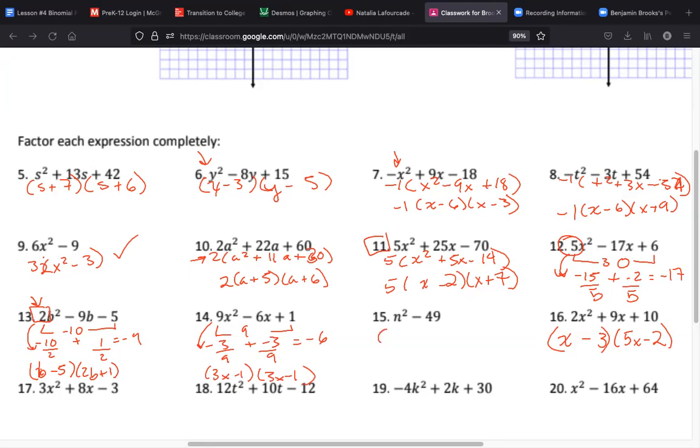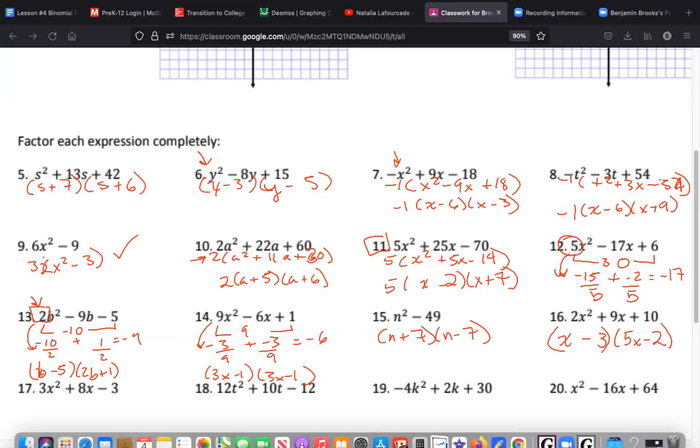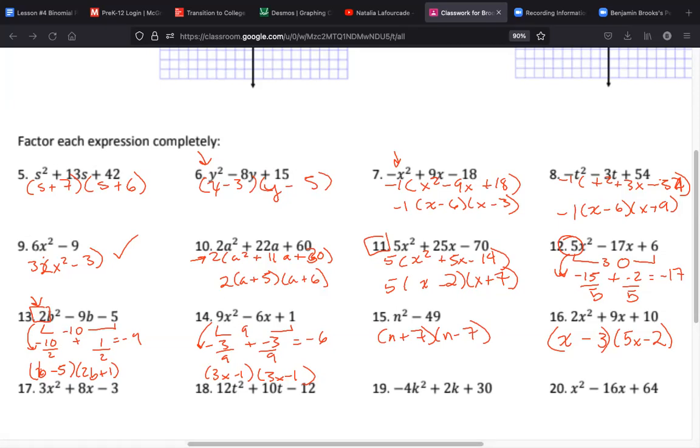This one, yes, this one's a difference of two squares. So you've got n plus 7 and n minus 7. No problem with that one. Does it matter which one comes first? Nope, it does not. It doesn't matter which one goes second.